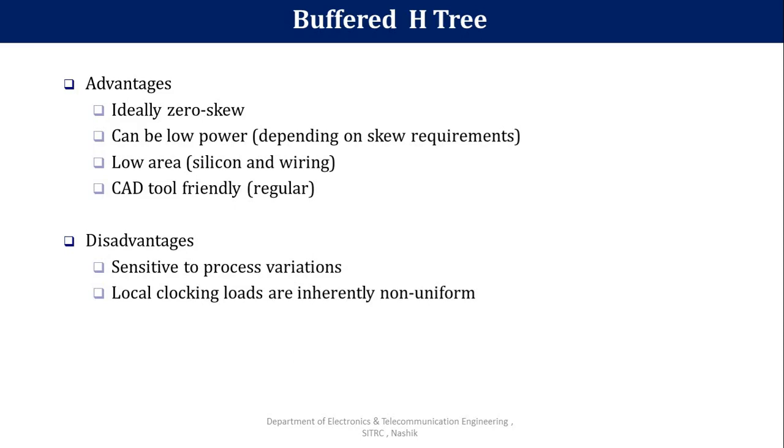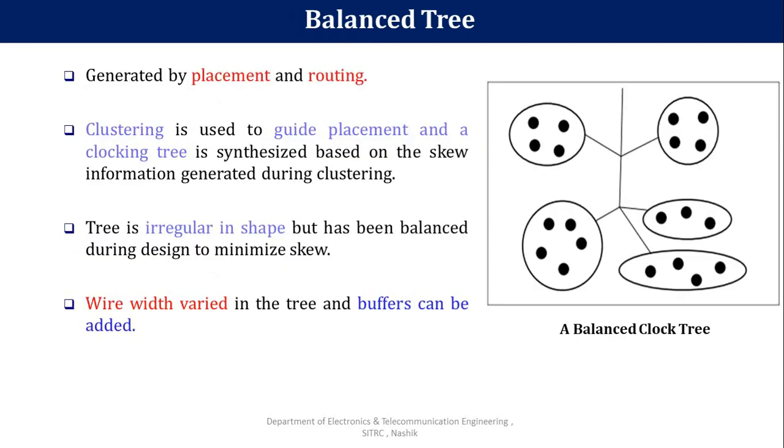What are the disadvantages? It is sensitive to process variation. While implementing, fabricating this, it is sensitive to process variation, and some local clocking loads are inherently non-uniform. Okay, means some loads are inherently non-uniform, and because of this, it will create a problem in clock skew. Second type is a balanced tree.